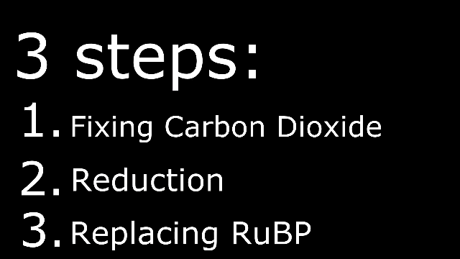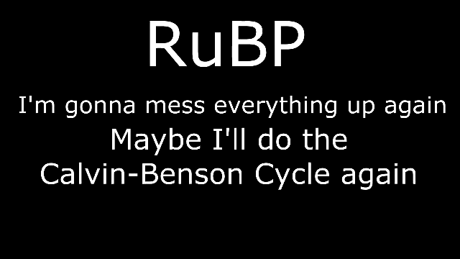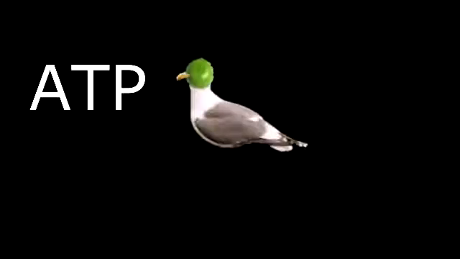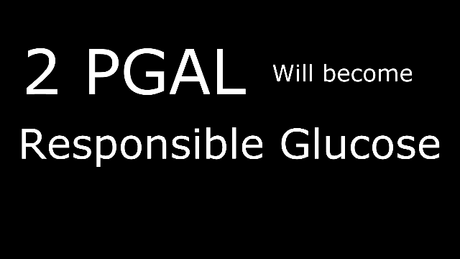Last is replacing RuBP. The rest of the PGAL bad seeds are turned into RuBP, repeating their rebellious behavior spree that is the Calvin-Benson cycle. The PGAL use ATP to break it down into RuBP, 5-carbon chains. This cycle needs to repeat 6 times to make a single glucose molecule. In 6 cycles, 12 PGAL will be made and 2 of them will be used to synthesize a glucose molecule. The remaining 10 PGAL will turn into 6 RuBP and the cycle repeats.